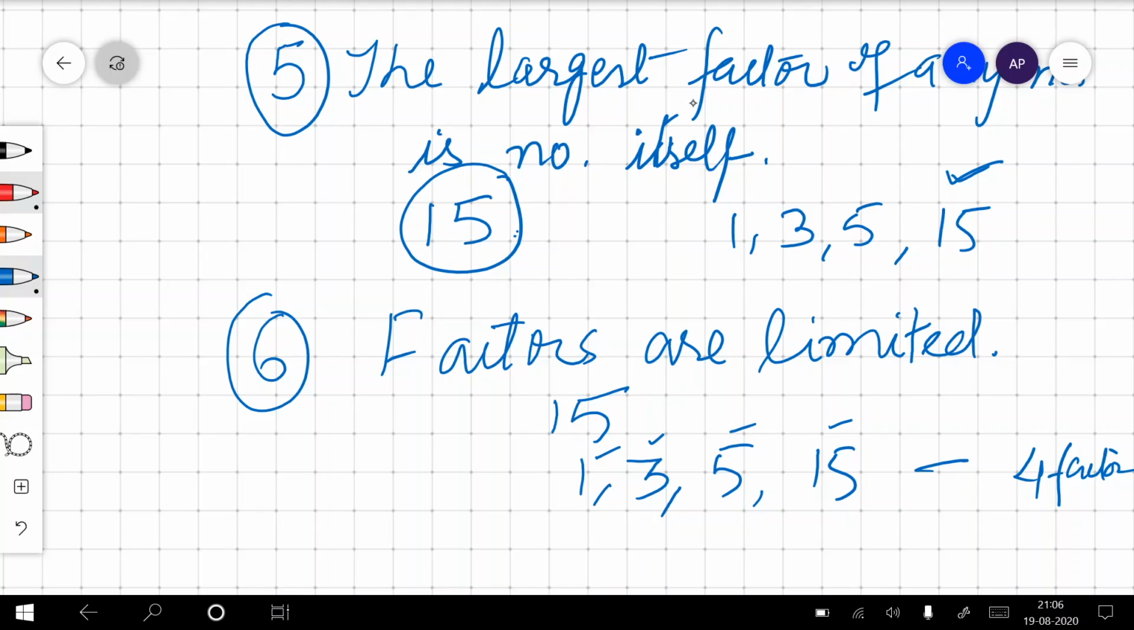But in the case of multiples, you are having an unlimited number. You can't count them because there is no largest multiple. But here, in the case of factors, we are having the largest factor. So we can count how many factors are there. So here, 15 is having 4 factors. So these are the 6 properties of the factors.